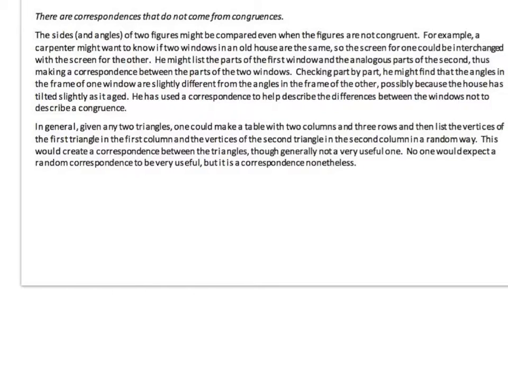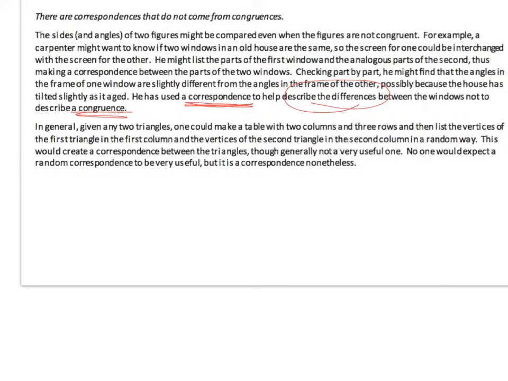Checking part by part, he might find that the angles in the frame of one window are slightly different from the angles in the frame of the other, possibly because the house has tilted slightly as it aged. He has used a correspondence to help describe the differences between the two windows, not to describe a congruence. Okay, it's a great description. He's comparing two things, so he's using a correspondence. He's comparing them to describe the differences, not to describe how they're equal.